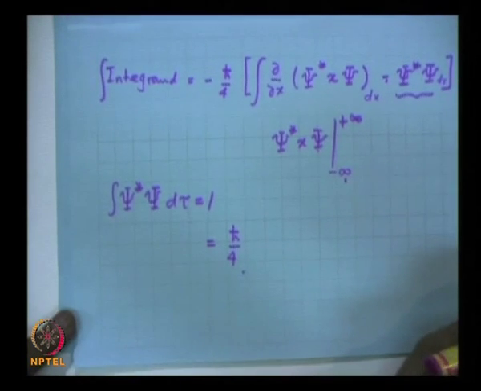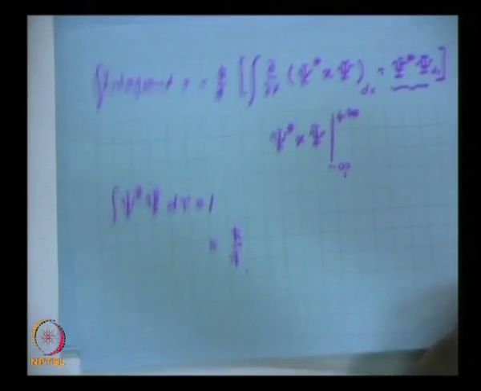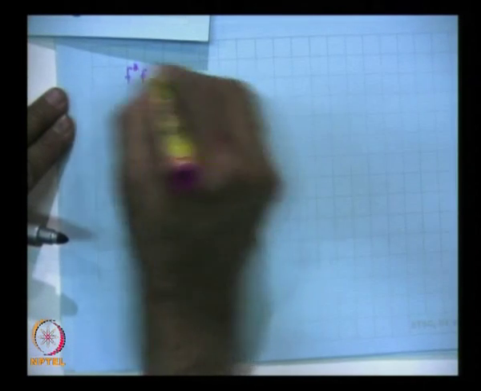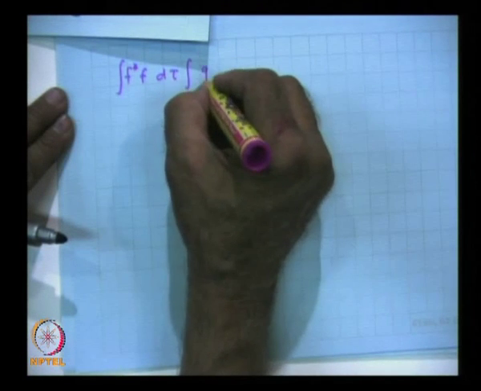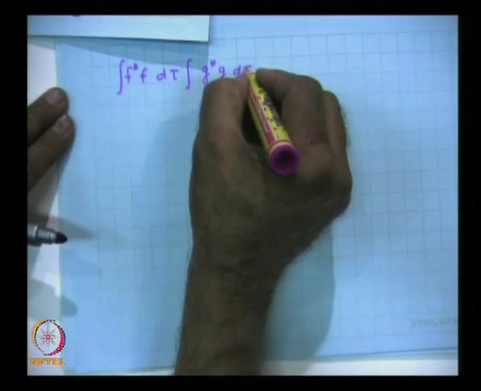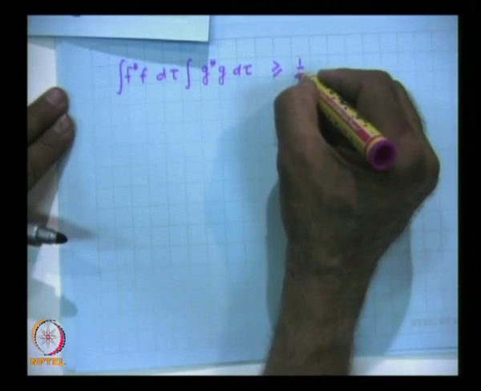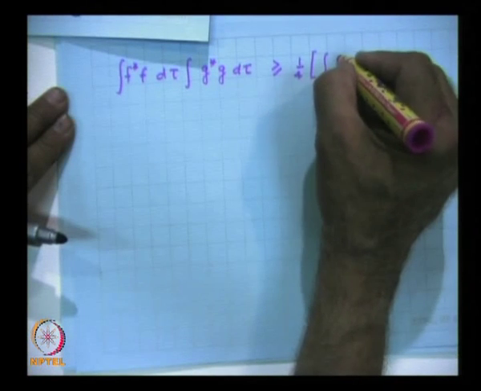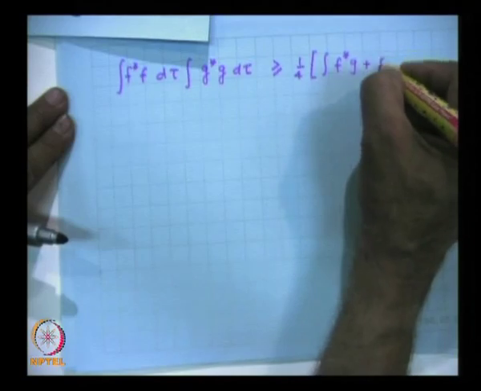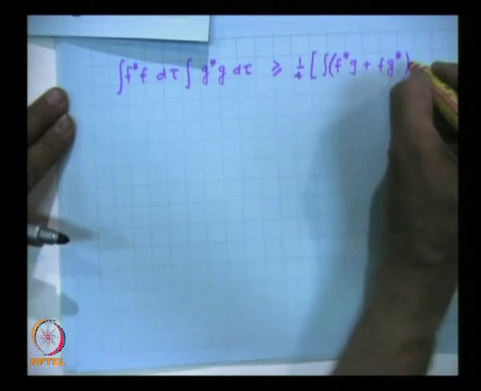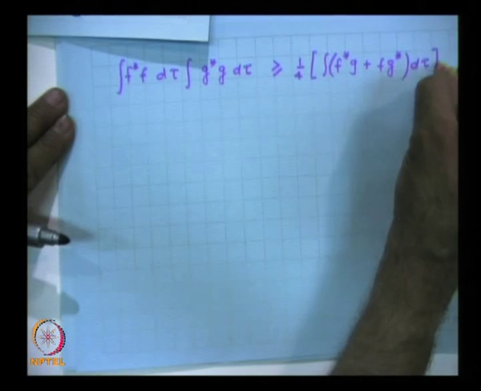So, you will get the relation that, if I substitute that in, we had obtained that the integral f star f d tau multiplied by the integral g star g d tau is greater than or equal to 1/4 of this integral f star g plus f g star d tau, whole square.